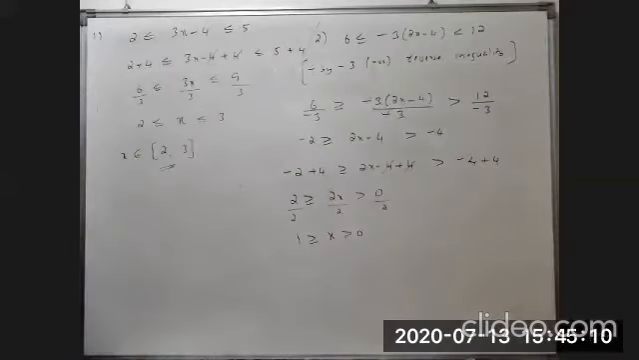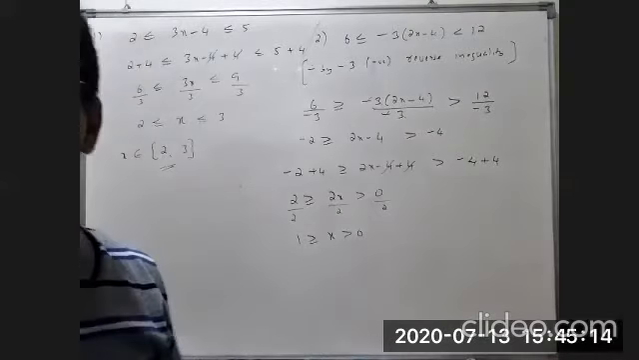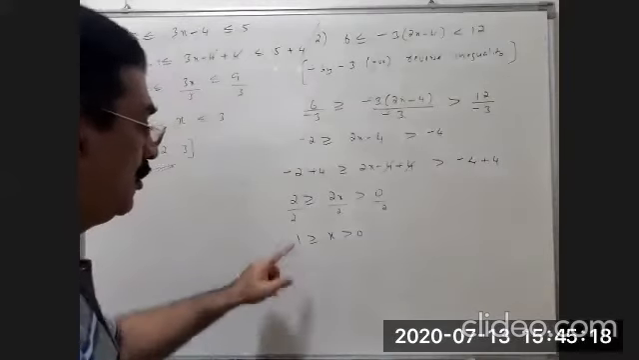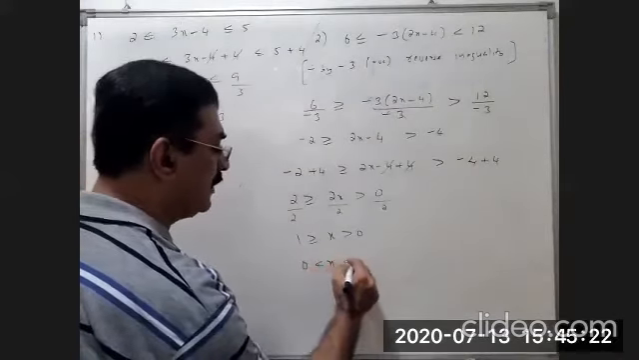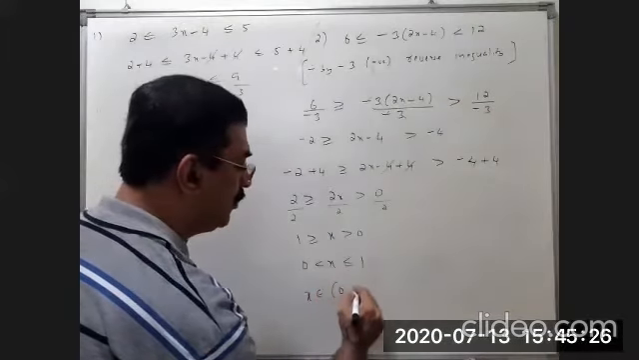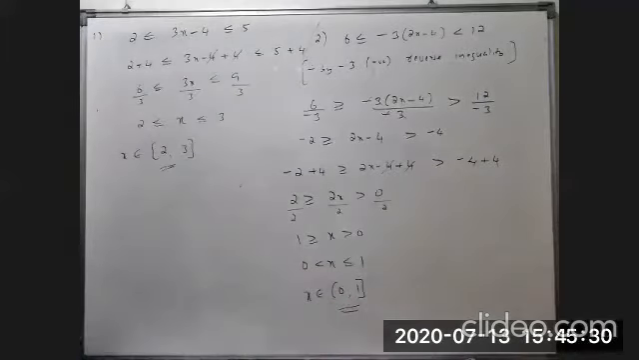Writing the inequality also, always start from the lower one, the smaller one. Always write from smaller to bigger. Smaller to bigger: 0, x, 1. So 0 less than x, or x belongs to open 0 close 1.